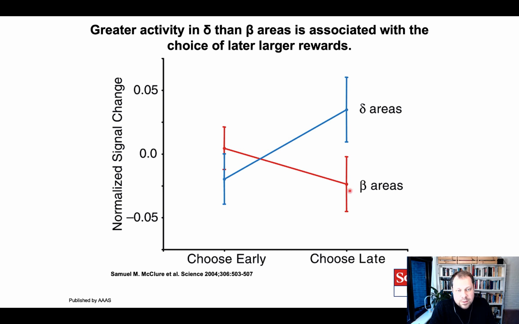So beta areas, remember, are ventral striatum, ventral medial prefrontal cortex, so areas that are part of the evaluation system, and delta areas are areas of dorsal and ventrolateral prefrontal cortex and others. But this is clearly suggestive that maybe delta areas are involved in delayed choosing later, larger outcomes, whereas beta areas are involved in choosing sooner but smaller outcomes.